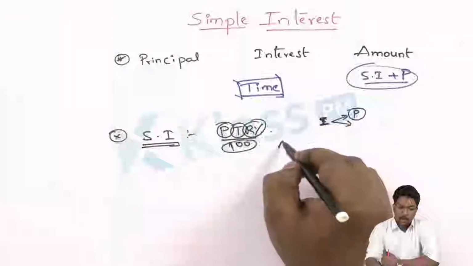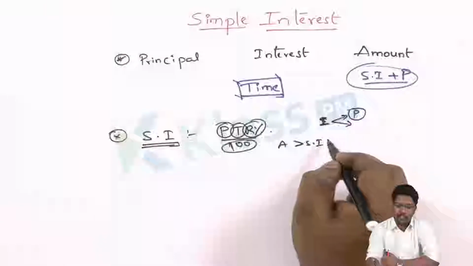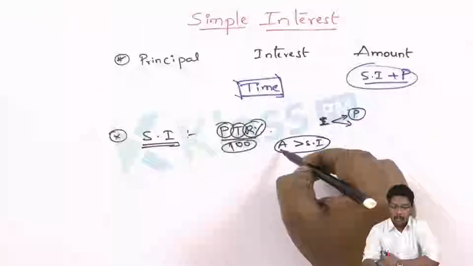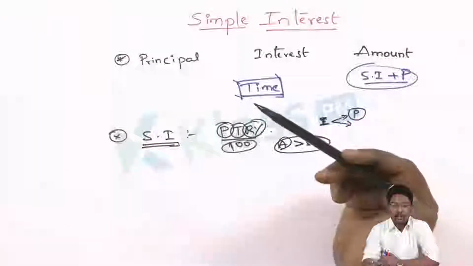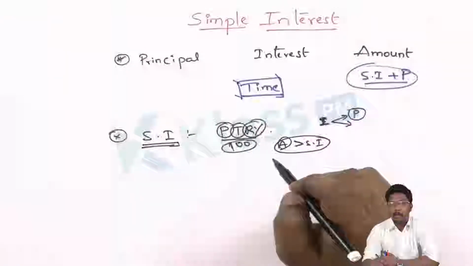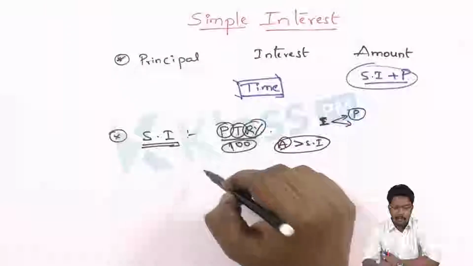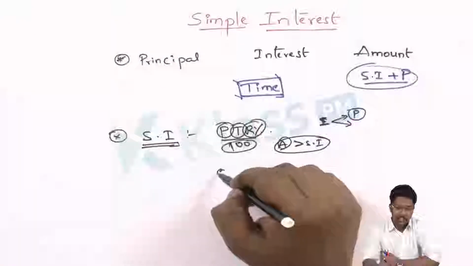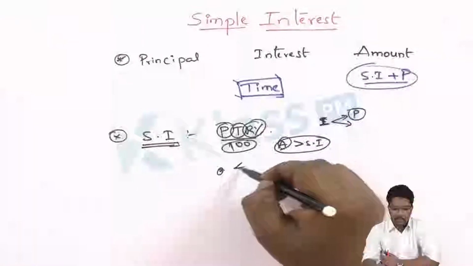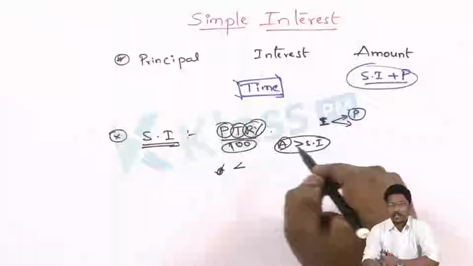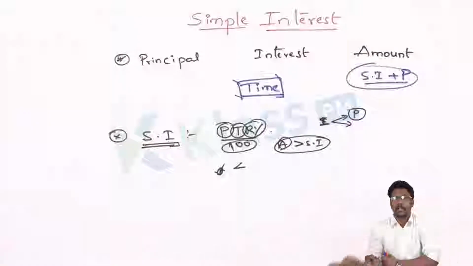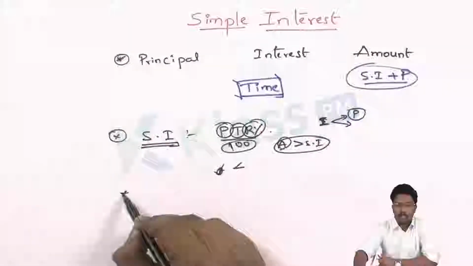Always the amount is greater than the simple interest, because in some questions, you have to find the amount. They will give the interest, principal and the time period, and then ask for the amount. In the given options, only one option is less than our principal, and some persons will take that as the answer. Always the amount is greater than the simple interest. This is the basic thing. Let's move on to the problems.